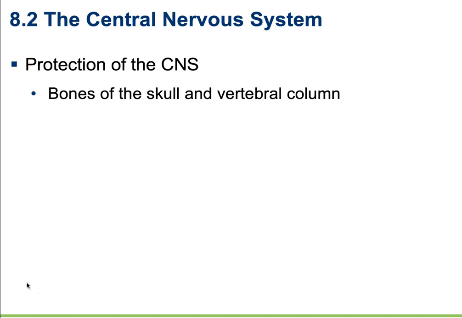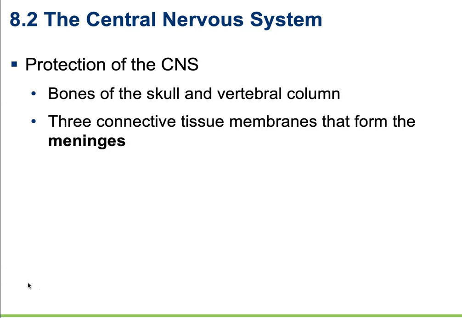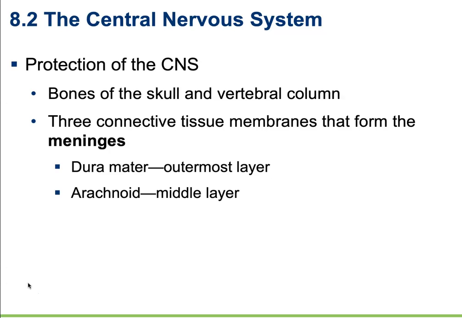We do this with the bones of our skull and our vertebral column. We can also use connective tissues to protect our spinal cord, and we have 3 different layers of membranes to help protect our spinal cord. Together, these 3 layers form what is known as the meninges. The outermost layer of the meninges is going to be our dura mater. That's the outermost layer, followed by the arachnoid layer in the middle and the pia mater on the inside.